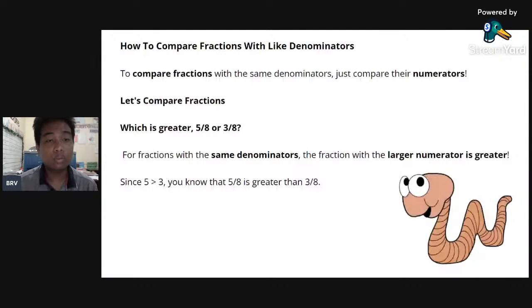So if we compare fractions with like denominators, to compare fractions with the same denominators, we compare the numerators, the ones on top. That's what we had last time, di ba? It means whichever has the bigger numerator is the larger fraction, di ba?